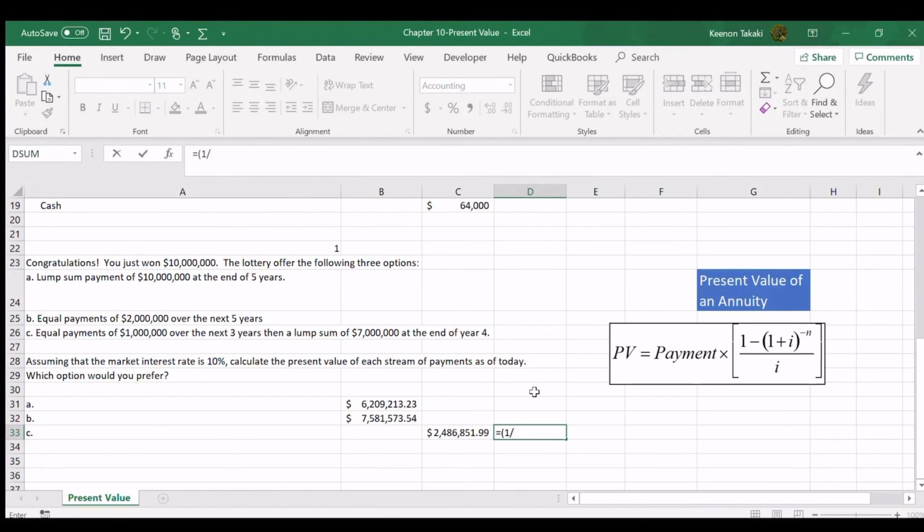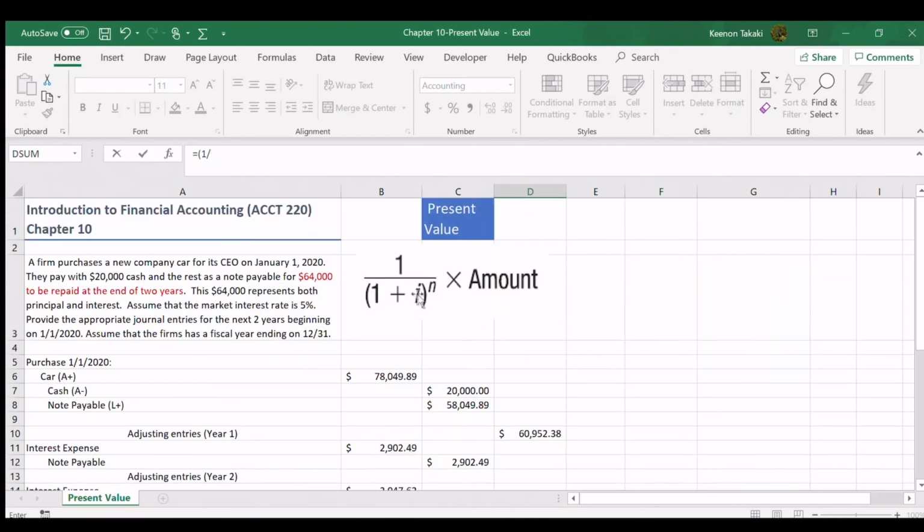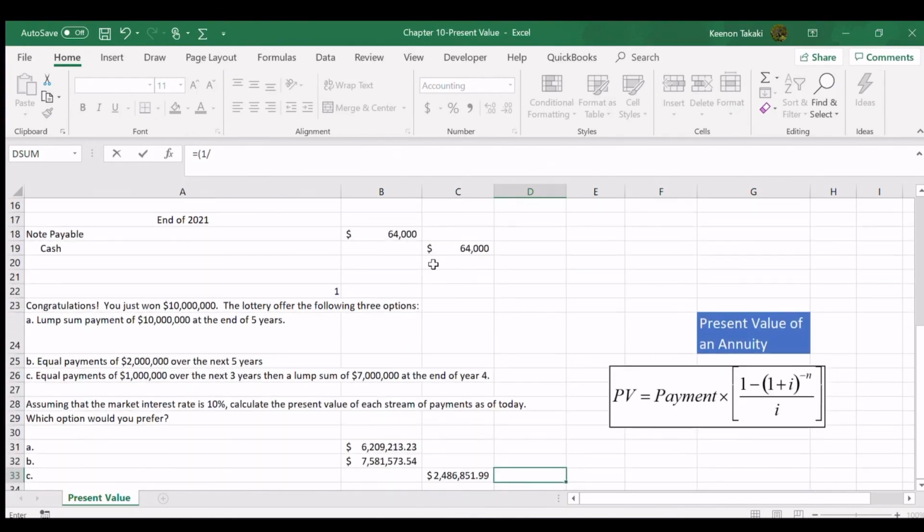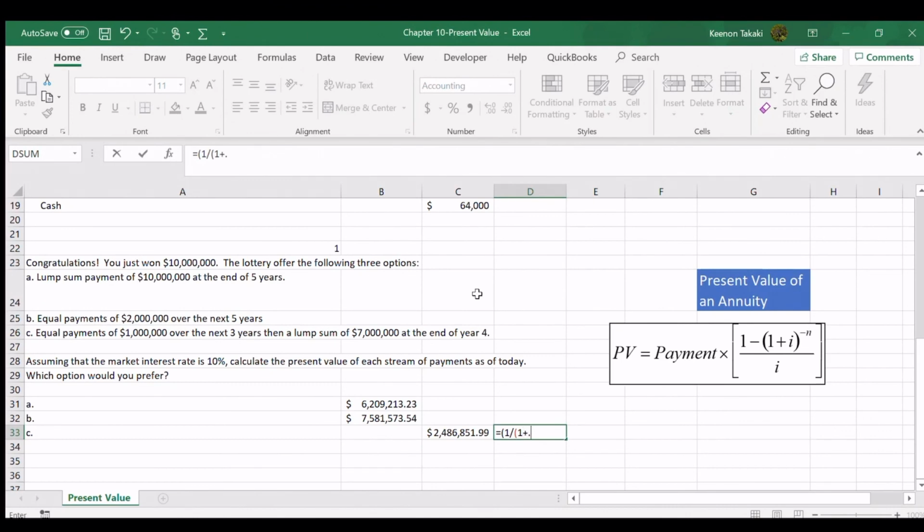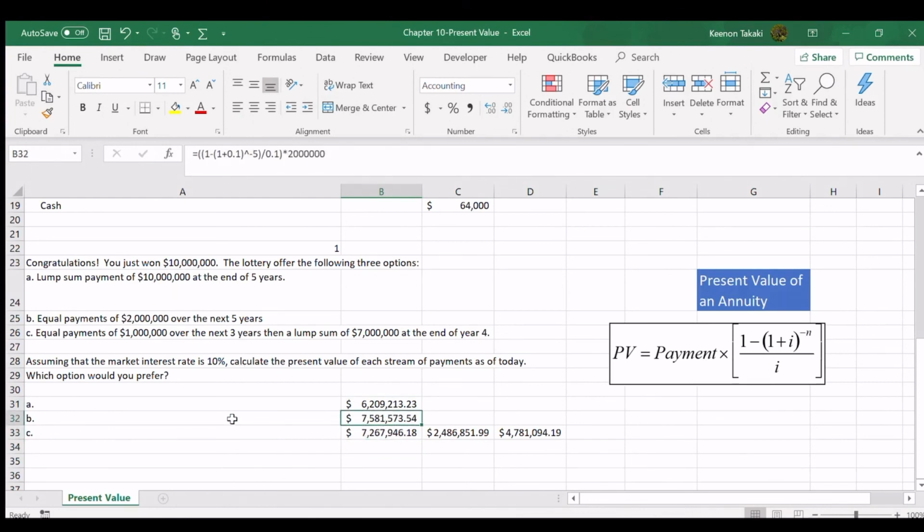And then we're going to go ahead and use the present value, and that's going to be 1 divided by 1 plus the interest to the power of number of periods. Okay, so it's 1 divided by 1 plus 0.1 to the power of 4, and we're going to multiply that times 7 million. And that gives us $4.7 million. Now we're going to figure out how much that would give us in total. So I'm going to use the sum function, add those two together, and that gives us a total of $7.2 million.